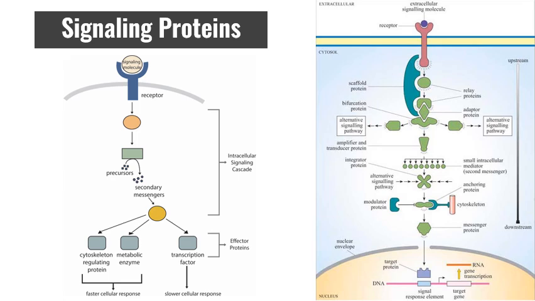Most of the time, they're going to be in two major categories, as you can see on the picture on the left. They're either going to affect an enzyme or protein that already exists, in this example a cytoskeleton regulating protein or a metabolic enzyme. That will lead to a quick response, but one that is not long-term, whereas it could activate instead a transcription factor, which while slower in response, will be more long-term.